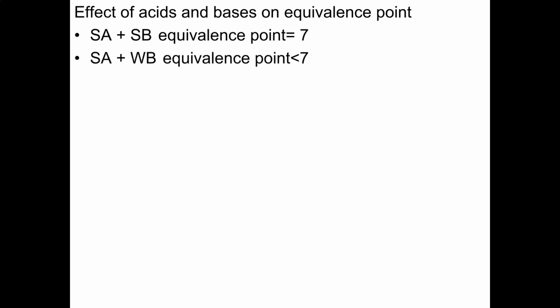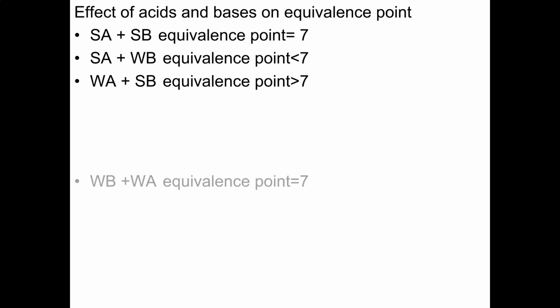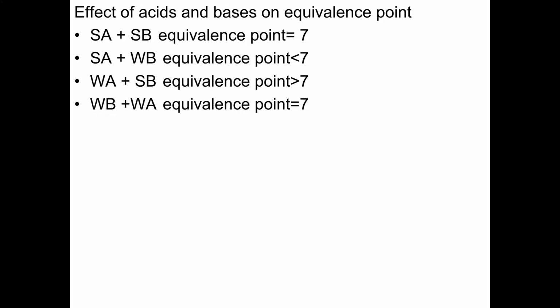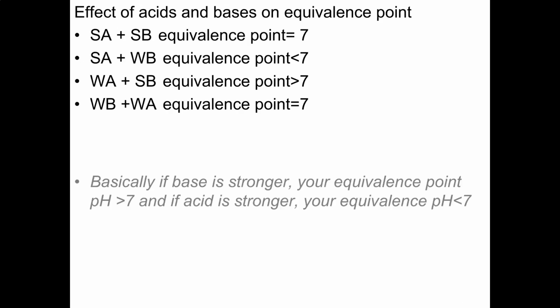All right, effective acids and bases on equivalence point. If it's a strong acid, strong base, what I just mentioned a second ago, they're 7. If you have strong acid, weak base, less than 7. Weak acid, strong base, above 7. Basically, whatever is stronger, that's where your pH is going to favor. Acid stronger, below 7. Base stronger, above 7. And if they're equal, like in weak base, weak acid, they're equal to 7.